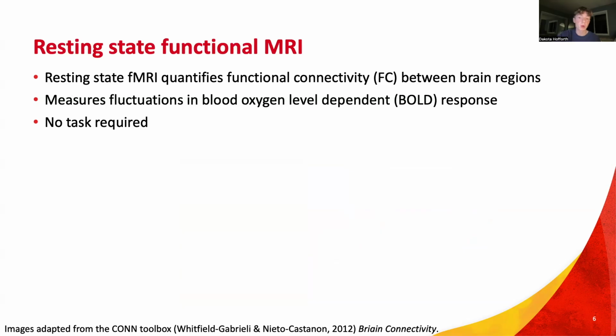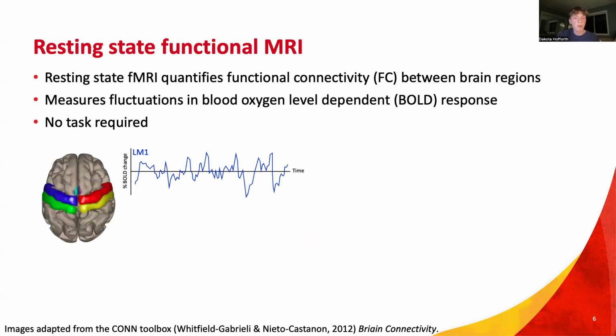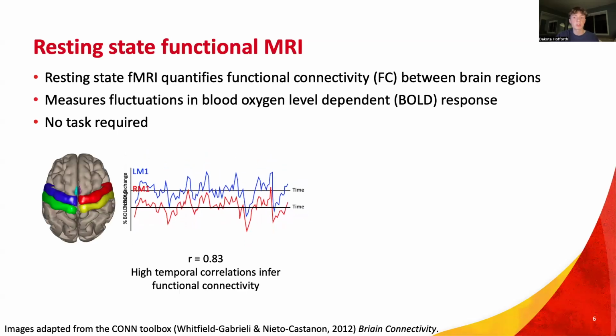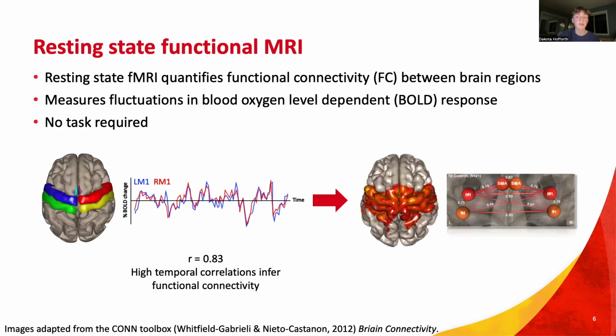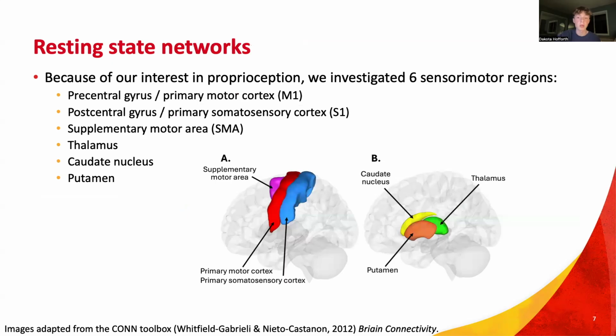I used resting state fMRI to quantify the communication or functional connectivity between different brain regions. What we see here is a seemingly random graph representing the BOLD response or blood oxygen level dependent response of the left motor cortex. When we compare it to a time-matched graph of the BOLD level of the right motor cortex, we can see that these two brain regions are in fact highly correlated. Using this concept, we can construct a sensorimotor network consisting of brain regions that work together to generate motor output. The six regions I used to construct a motor map for this study include the primary motor cortex, primary somatosensory cortex, supplementary motor area, thalamus, caudate nucleus, and putamen.